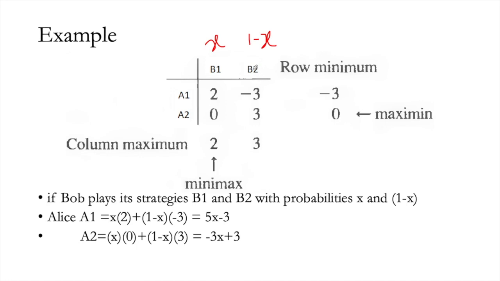If that happens, then the total payoff for Alice with strategy A1 will be X into 2 plus 1 minus X into 3. Simplifying that, we will get 5X minus 3. And if Alice thinks of applying A2, since Bob is applying strategies B1 and B2, Alice will get X into 0 plus 1 minus X into 3. That is minus 3X plus 3.